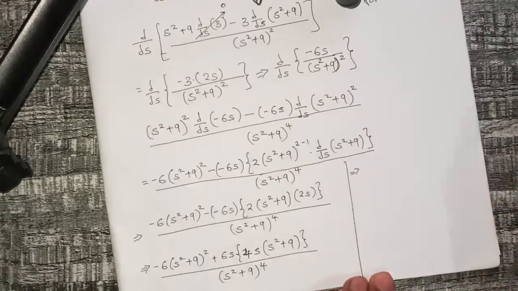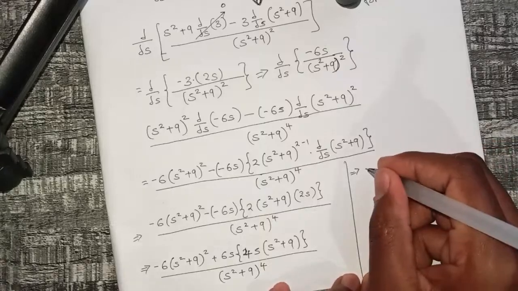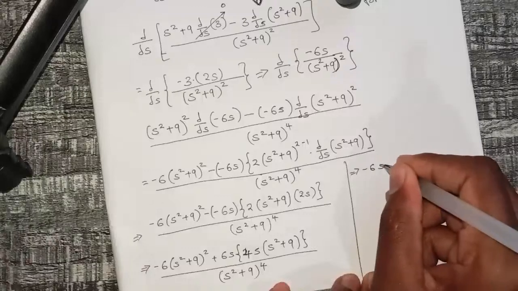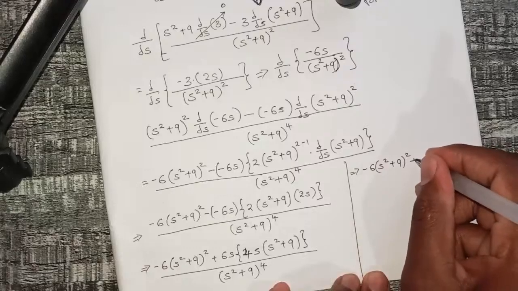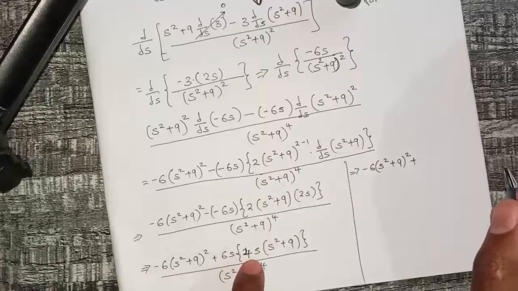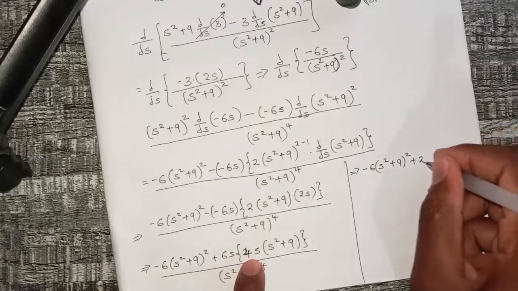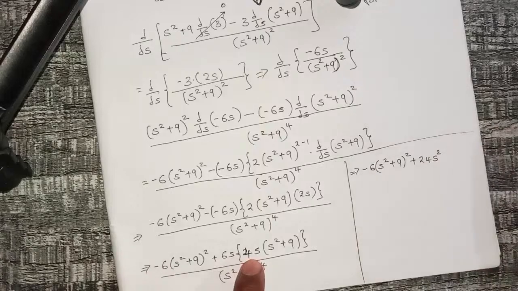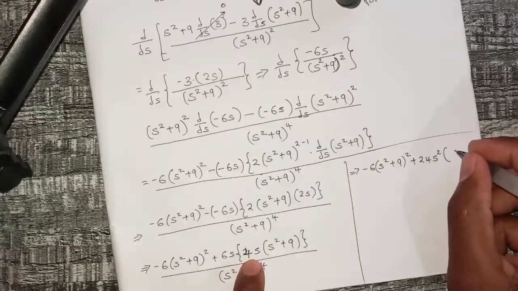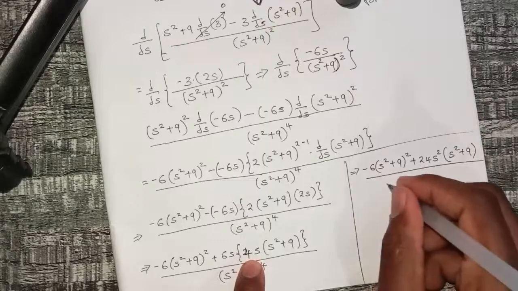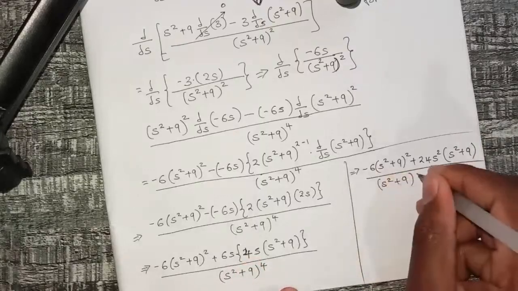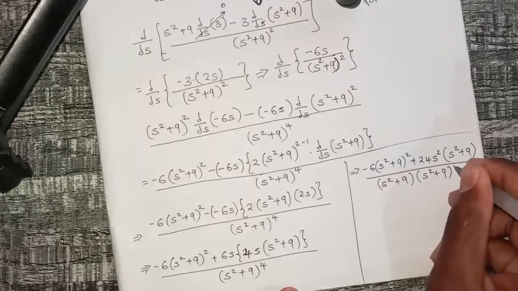So you can simply say that this is equivalent to minus 6 into s squared plus 9, everything squared, plus, if you multiply this and this, it gives 24s squared into s squared plus 9, you divide by s squared plus 9 multiplied by s squared plus 9, everything cubed.